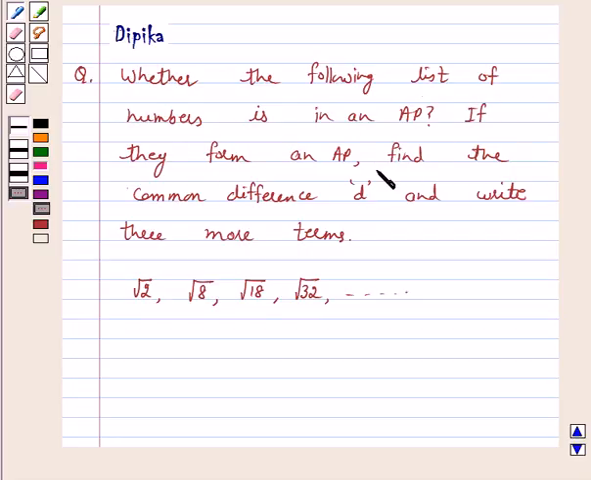Let's discuss the question: whether the following list of numbers is in an AP. If they form an AP, find the common difference d and write three more terms: root 2, root 8, root 18, root 32, and so on. Let's start the solution.